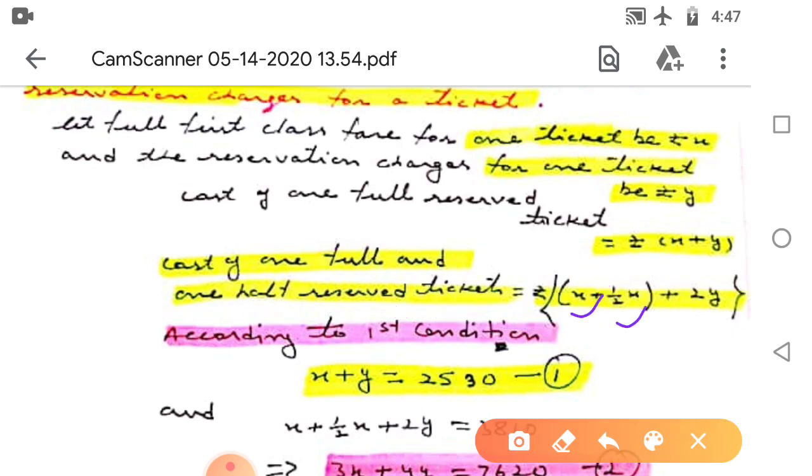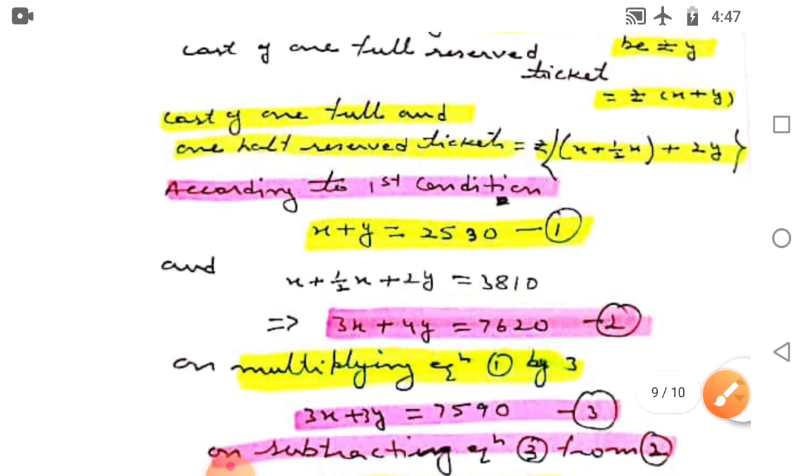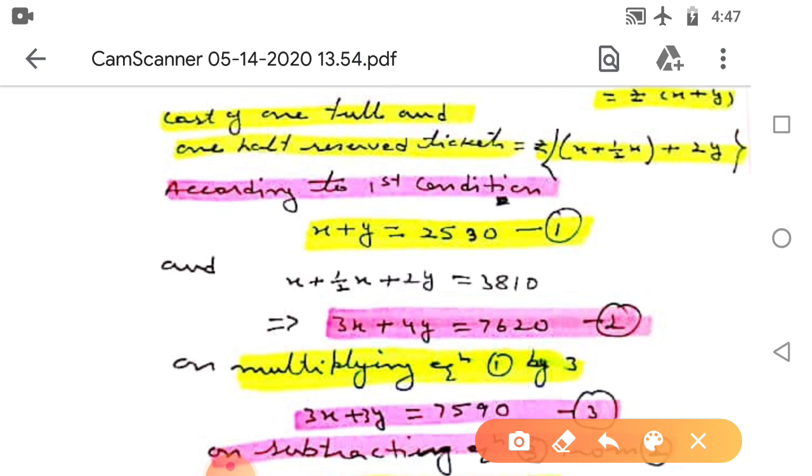So this is important. X plus 1 by 2 x: one full ticket plus one half ticket, x plus x by 2. But reservation charges y plus y, the reservation charges are the same for both. So y plus y, that is 2y. So here we now have two equations. Equation 1 is x plus y is equal to 2,530, and equation 2 is x plus 1 by 2 x plus 2y is equal to 3,810, and finally it comes to 3x plus 4y is equal to 7,620.